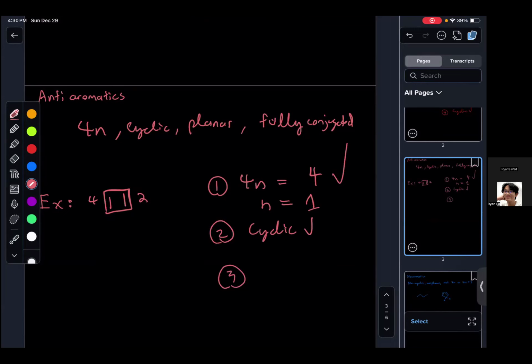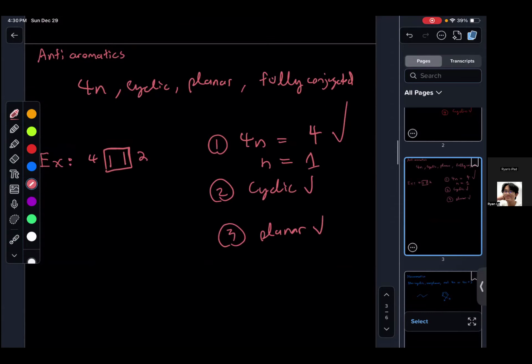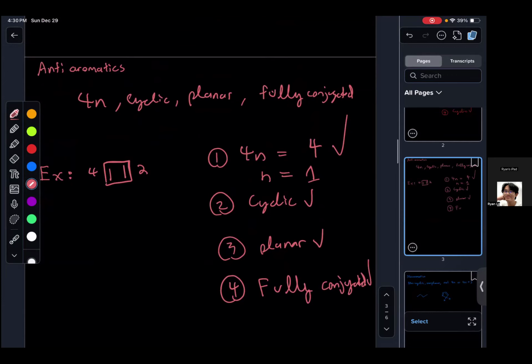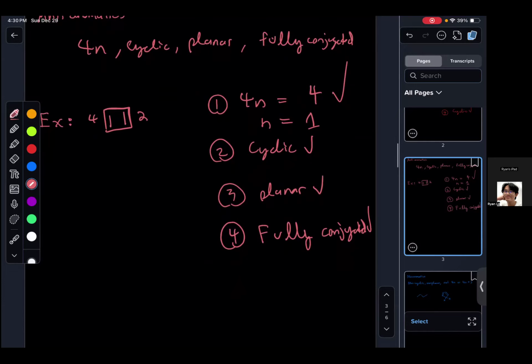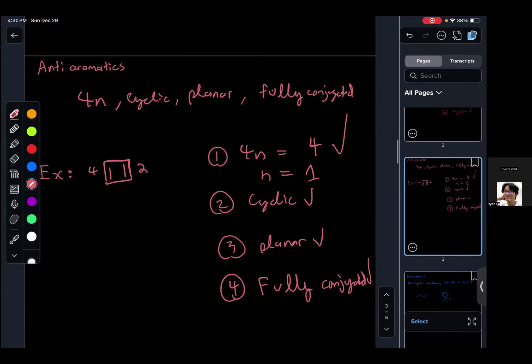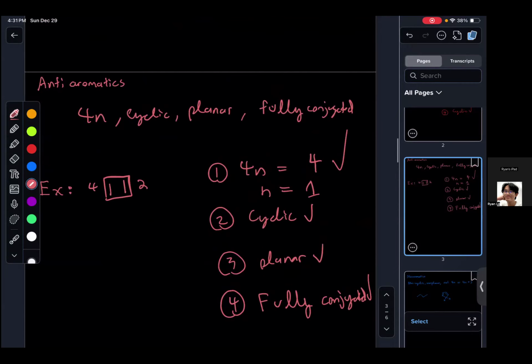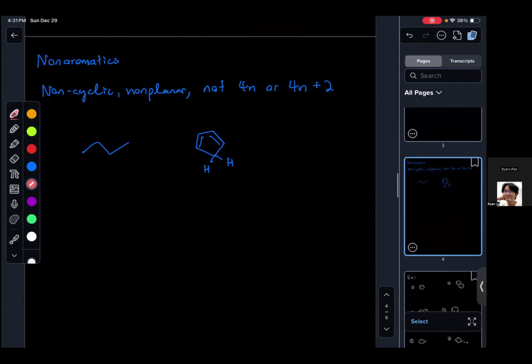Yep. All sp2 hybridized. And by virtue of it all being sp2 hybridized, right, we can say that yeah, it's fully conjugated, right? Because then it can participate in resonance. Alrighty, cool. And so this structure right here is anti-aromatic. Okay, cool. So basically, anything that doesn't fall into these two categories will be considered non-aromatic, right?